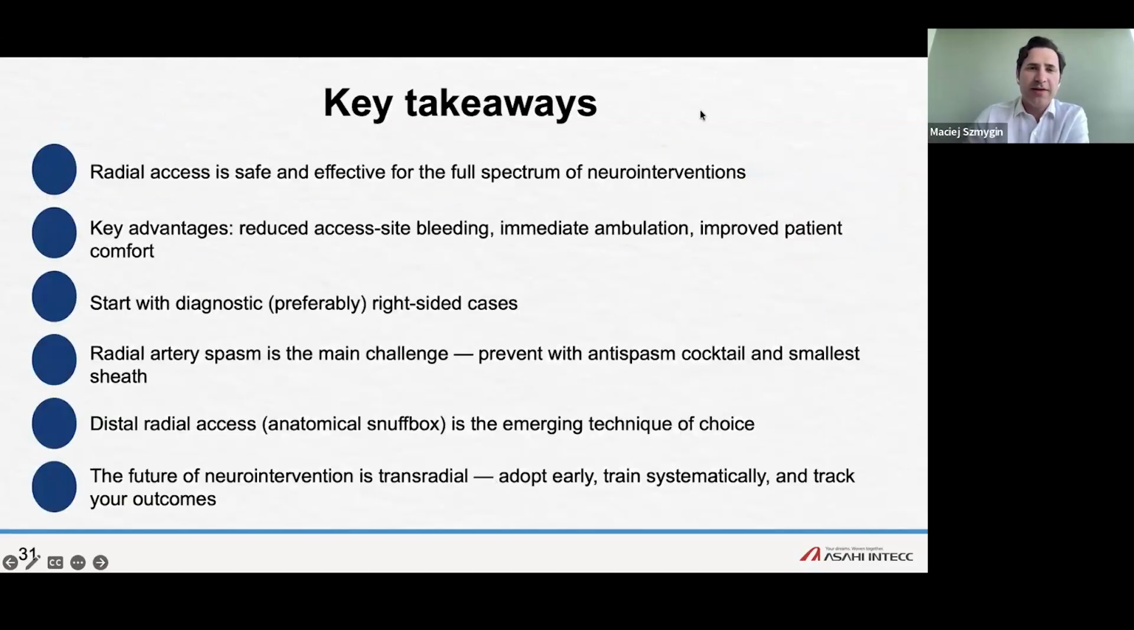So in summary, what we would like you to take away. So in our experience, radial access is really safe and effective for nearly full spectrum of neurointerventions. We still acknowledge that there are cases where femoral access is very important. It has its role. Its key advantages is reduced access site bleeding. For the patient, it's immediate ambulation and improved comfort.